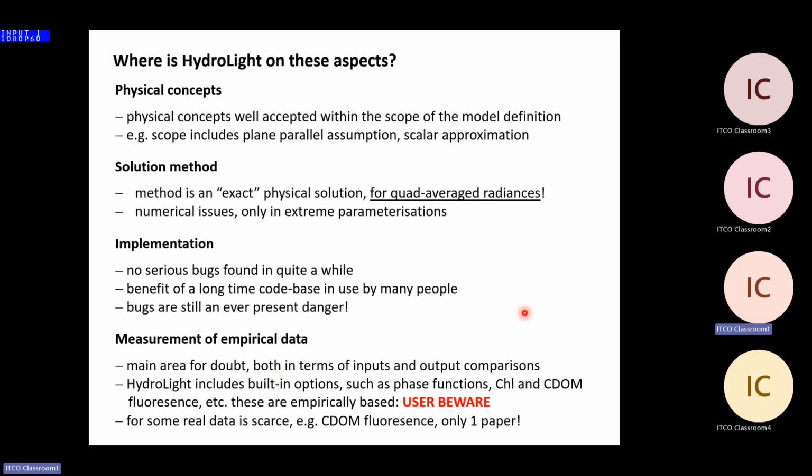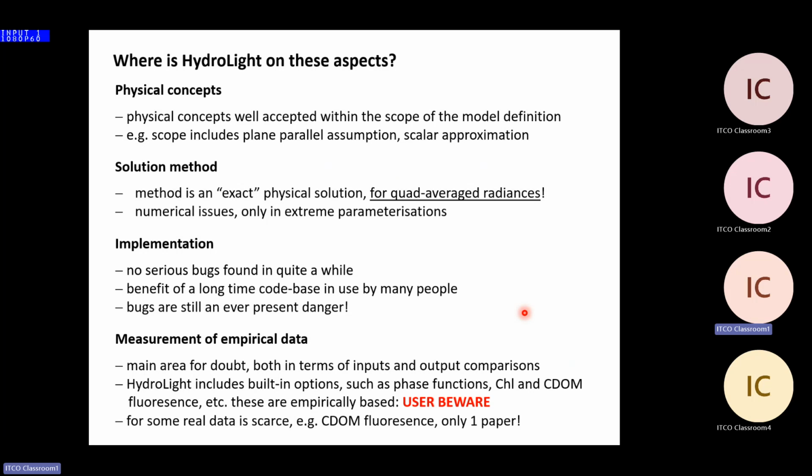So it's an ever-present danger, but I don't think there are any serious bugs in the code anymore. So the key uncertainty then is in the measurement of the empirical data, really. This is the main area for doubt. You've got to measure your IOPs accurately. You're making some assumptions about things like phase functions and so on, because most people aren't actually measuring them. There are built-in options in Hydrolight for these things, like the phase functions, and, as you'll see later, these bio-geo-optical models where you can just put in how much chlorophyll it is, this kind of stuff. They're just meant to be examples, really. They're meant to be there to show you how to run Hydrolight, and maybe for a quick run to do a quick sensitivity analysis or something like that.